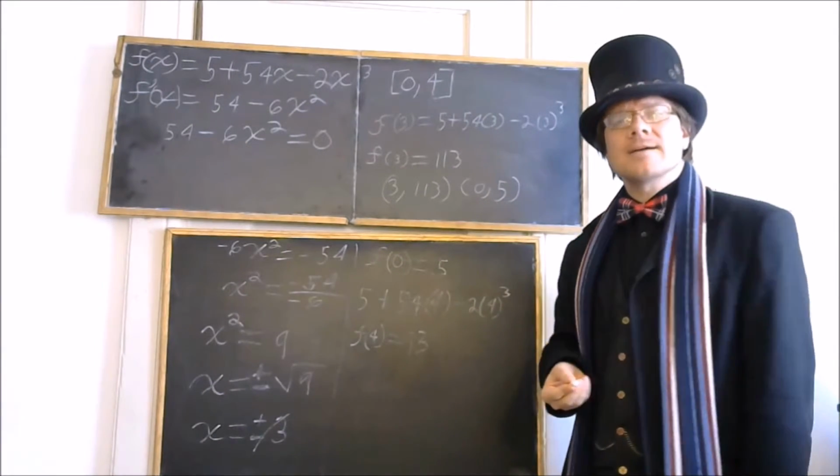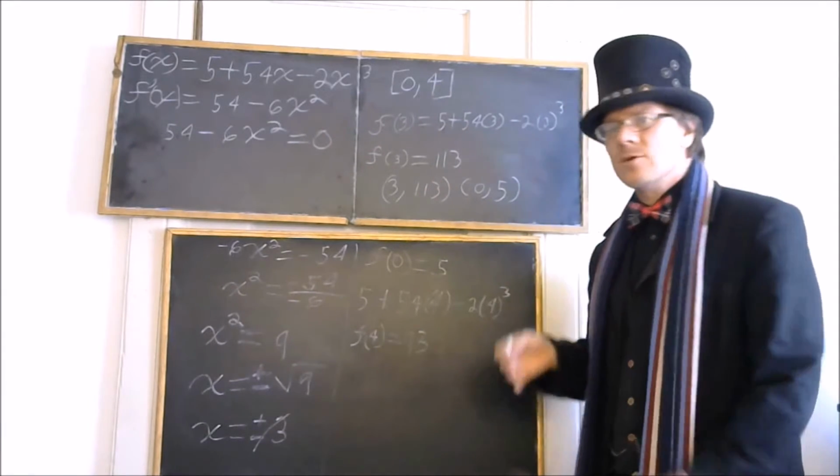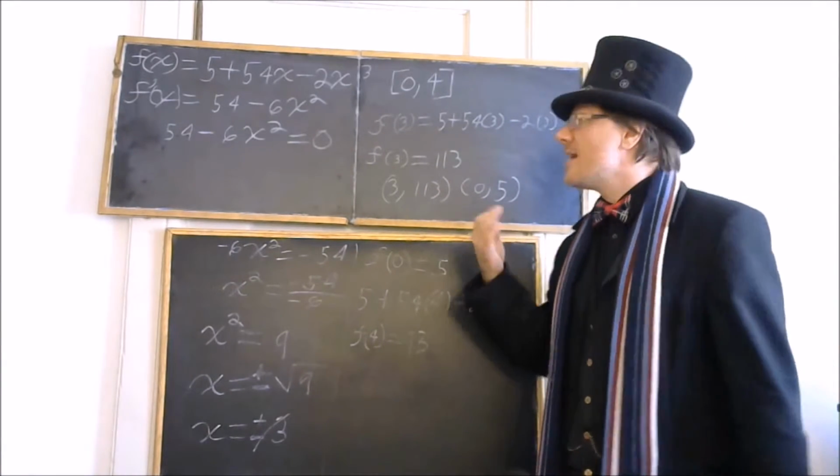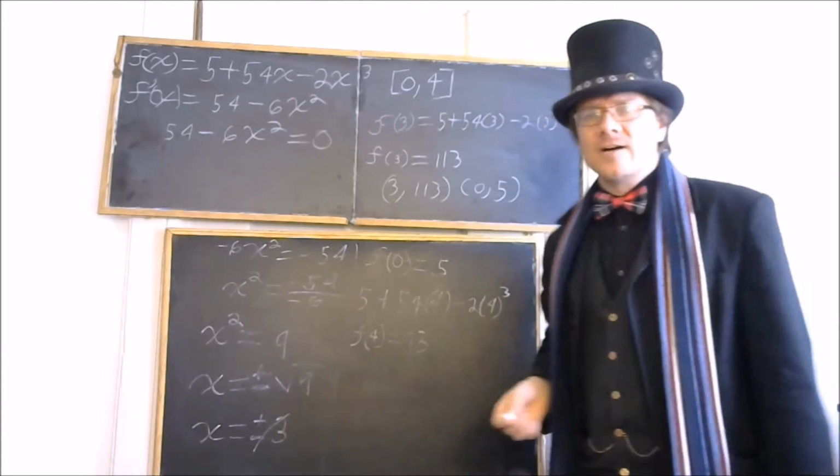And so that's about it. We've found the maximum value and we've found the minimum value on the graph. So we have some idea of what the actual graph looks like simply from looking at the original function.